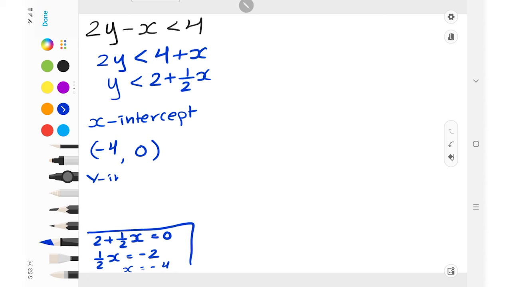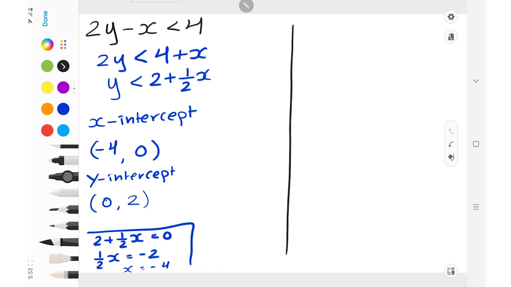Now for my y-intercept, instead of x, put 0, and this will go. I will have a 2. So I will plot these 2 points on my graph.